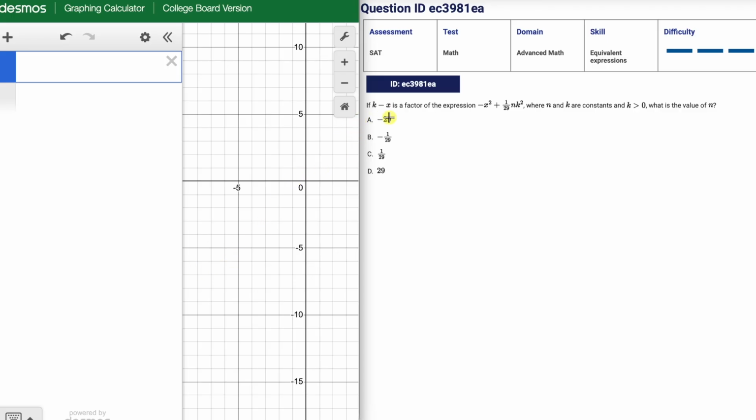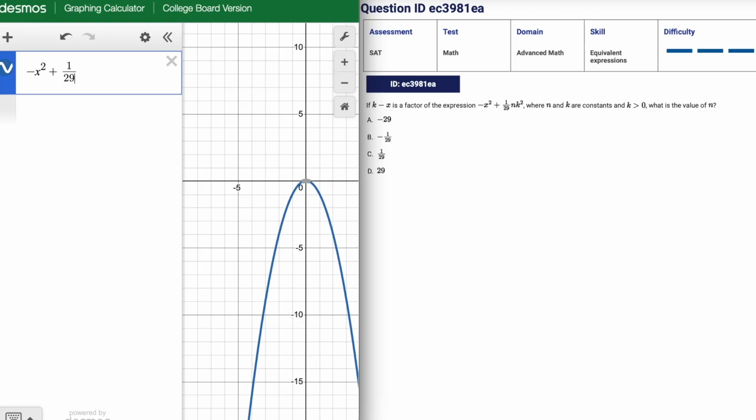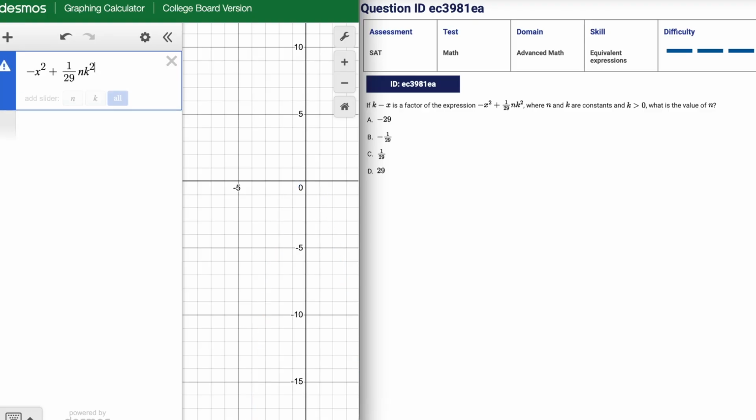It says, if k minus x is a factor of the expression negative x squared plus 1 over 29 n times k squared, where n and k are constants and k is greater than 0, what is the value of n? So here you're trying to see what the value of n is in this equation, but you know this is a factor. What you would do in this scenario is first type this equation right here into Desmos, negative x squared plus 1 over 29 n k squared.